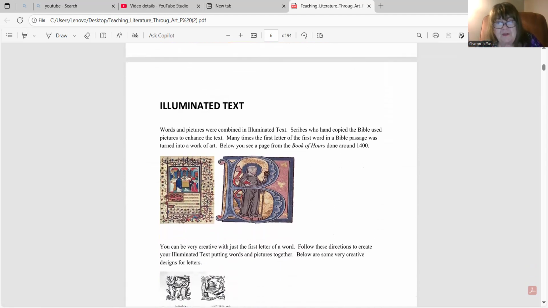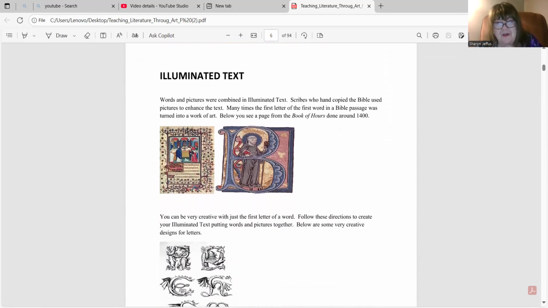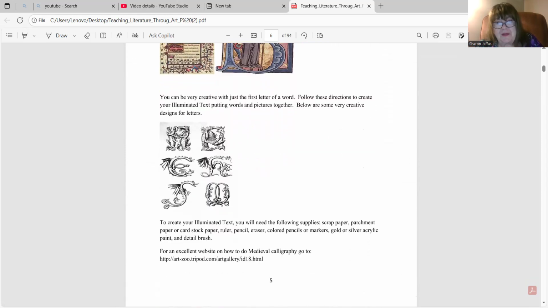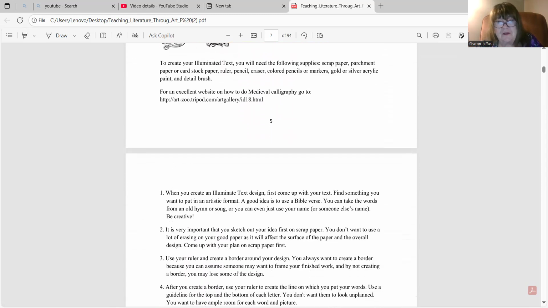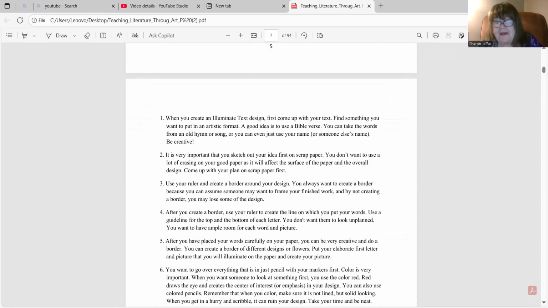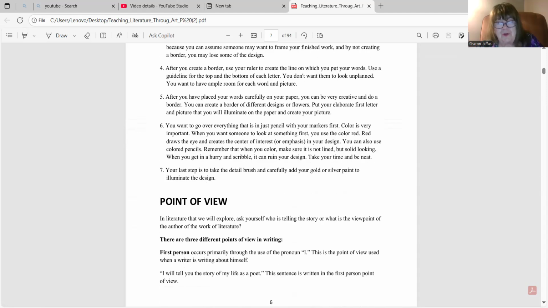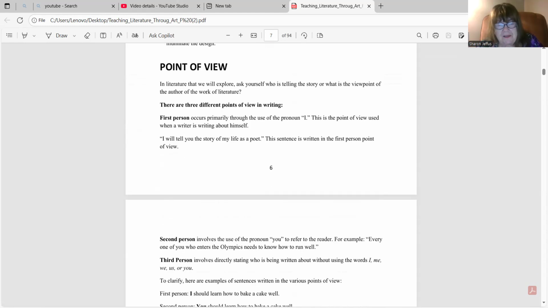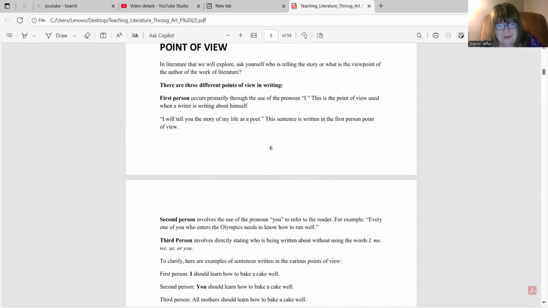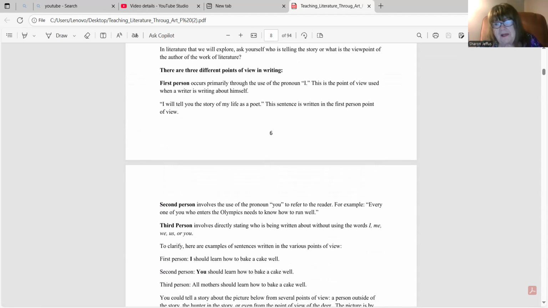We're combining literature and art. You can start with illuminated text. And on my channel, I have an actual how-to for illuminated text, which I think you'll really enjoy. It's a brief video of me showing you how to do it. It's a great idea for children, I think, to do. And you combine writing and art together.